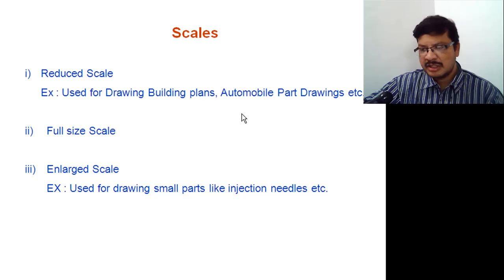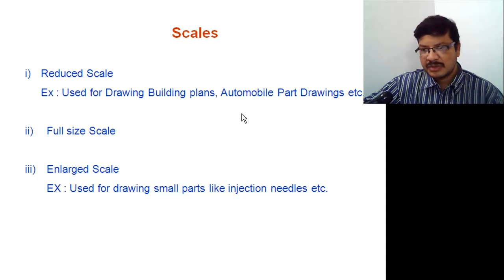Best example is the injection needle. If you observe the injection needle, a through hole will be there such that the fluid can pass through that hole onto the human body. So to represent that cross section area of the hole and the total diameter of the injection needle, certainly the dimensions have to increase. In that case, the enlarged scale is used.